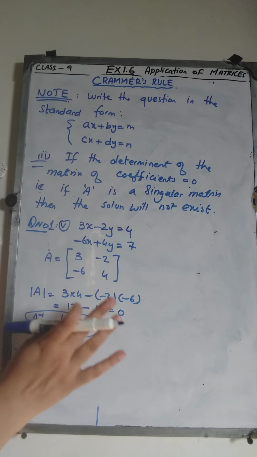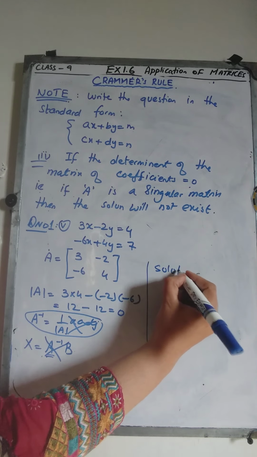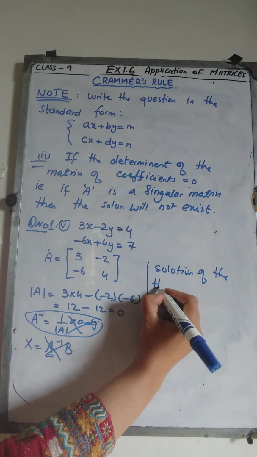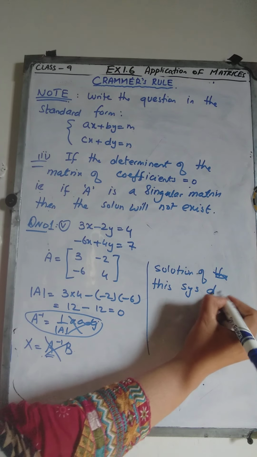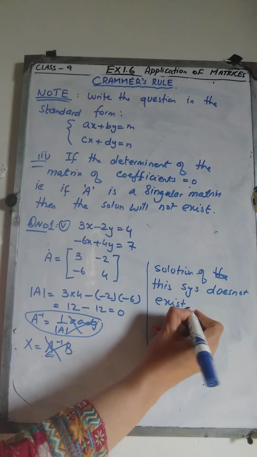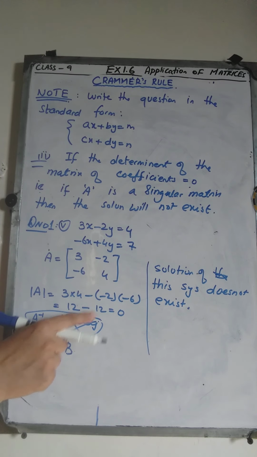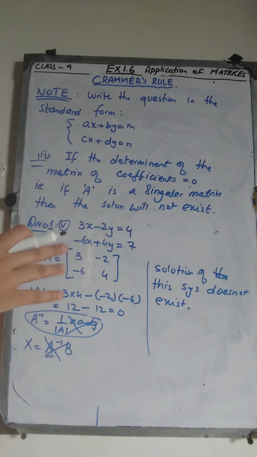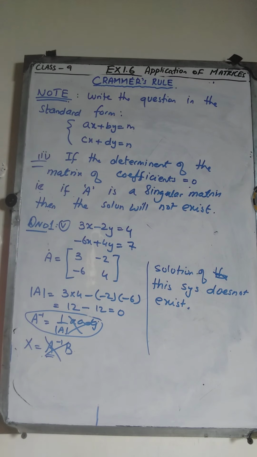If it comes out to be 0, then you say that the solution of this system does not exist. Okay, so if it is non-zero, then the solution will exist, otherwise the solution of the system will not exist. So you don't need to find something that already does not exist. So these are the points that you should remember.